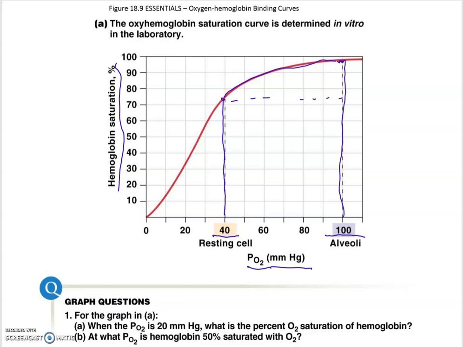You need to know that between the lungs and the tissues, we're going back and forth between 100 millimeters of mercury and 40 millimeters of mercury partial pressure of oxygen. In terms of hemoglobin percent saturation with oxygen, we're going back and forth between just about 100% and 75% between the lungs and the tissues. So make sure that you take a look at this oxyhemoglobin saturation curve. That's what it's called, and make sure that you understand that.